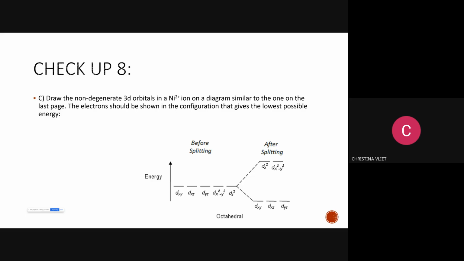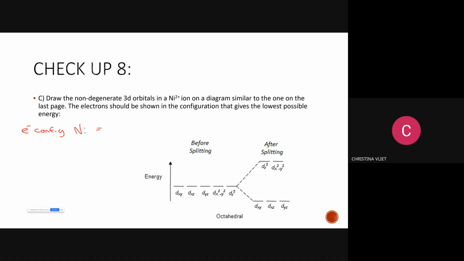All right, check up 8. Let's take a look at a few questions before we leave for the day. Draw the non-degenerate 3D orbitals in an Ni2+ ion on a diagram similar to the one on the last page. The electrons should be shown in the configuration that gives the lowest possible energy. So basically what you're being asked to do here is to fill the electrons correctly for nickel 2+. So how would we get the electron configuration for nickel 2+?